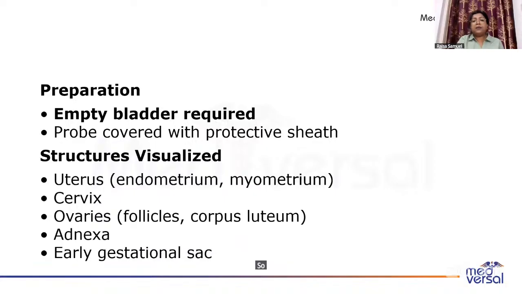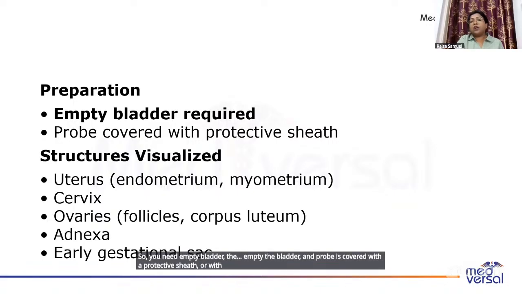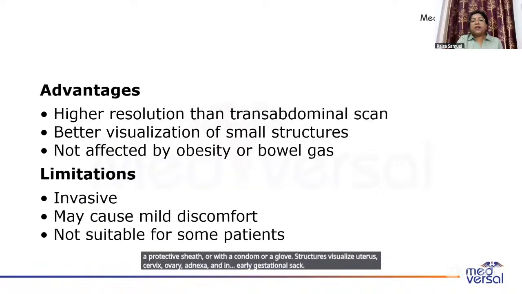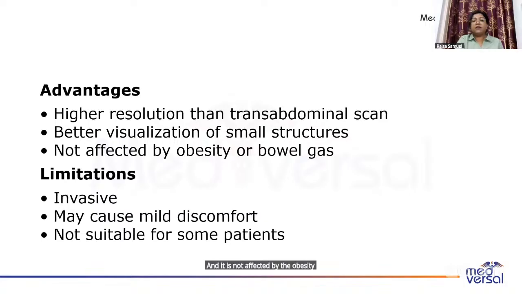So you need an empty bladder, and the probe is covered with a protective sheath or with a condom or a glove. Structures visualized: uterus, cervix, ovary, adnexa, and in early pregnancy the gestational sac. What is its advantage? Higher resolution than the transabdominal scan, better visualization of small structures, that is early pregnancy, when it is a small sac, or when it is ectopic pregnancy, all those are visualized better, and it is not affected by obesity or bowel gas.